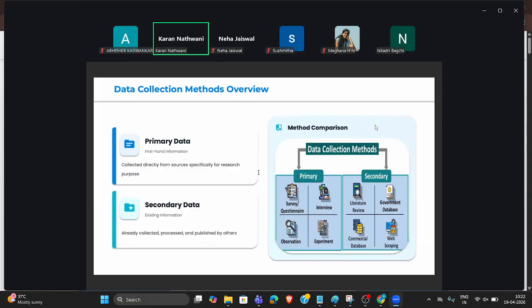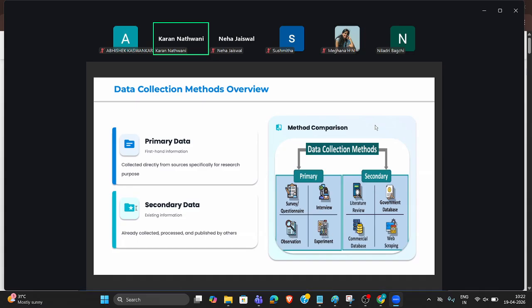So then come the data collection methods. For example, we have first-hand data and then we have secondary data. This is very important, actually. This is what answered your question also. Where do you get this first-hand data? First-hand data is the right one from the exact resource itself. So primary ones are collecting data from the source specifically for research purpose, and it's first-hand data. Like what are these? You can get the right information from surveys or questionnaires, interviews, observation, experiments.